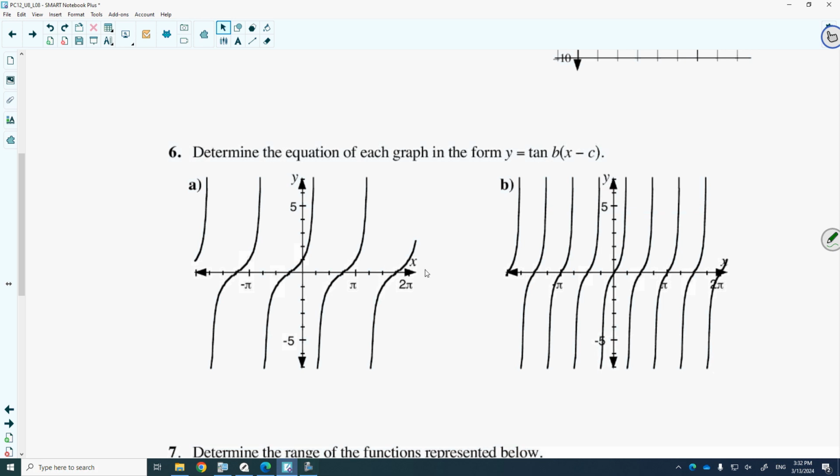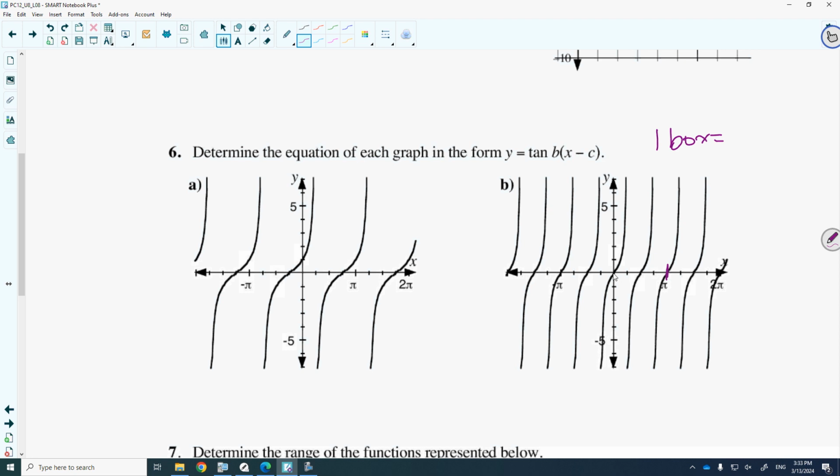Okay, let's look at these last two questions. And actually, I'm going to start with B. I find it a little bit easier, and then we'll do A. But once you figure out tan, it's actually very simple to come up with the equations. So figure out what one box is worth up here. Again, count how many boxes it takes to get to pi, and then divide by that number of boxes.